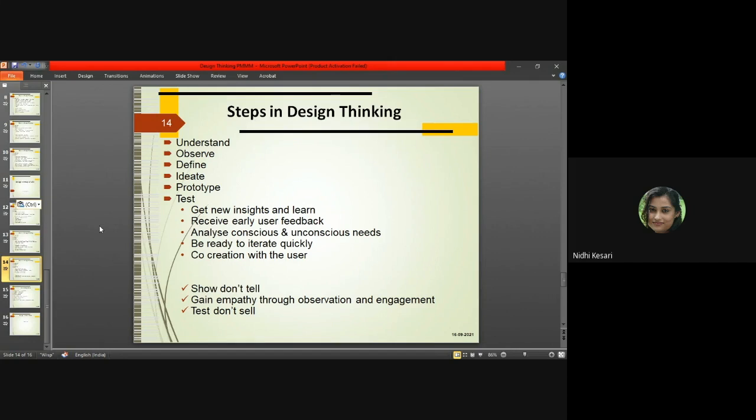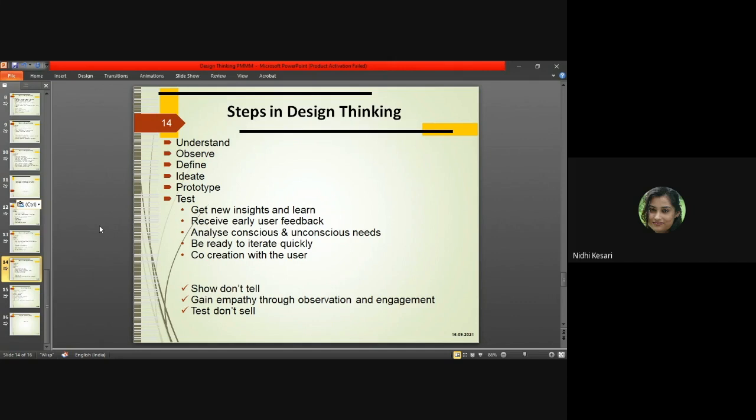So in case there is some deficiency or defect, still go back and incorporate those changes, so as to make it a final product. Analyze conscious and unconscious needs. Be ready to iterate very quickly. Co-creation with the user is the power of the testing. As I said, you don't need to sell your product, but you need to take feedback. So if the feedback is positive, all your 5 steps which you have passed through have given you good results.